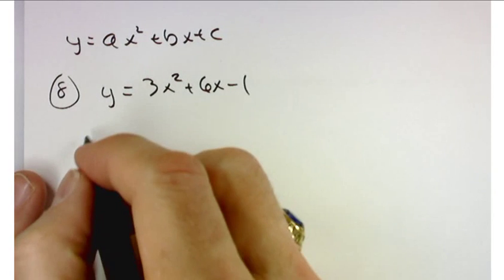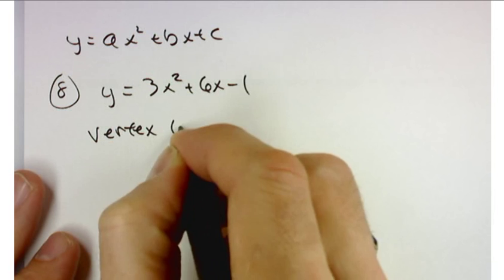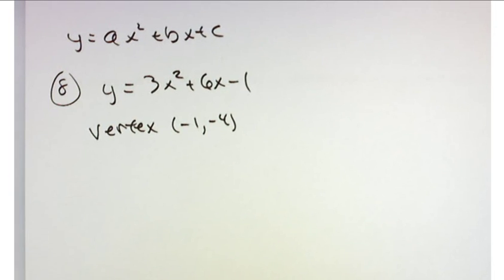Let's keep getting a lot more here. Vertex is at -1 and -4. We'll see later how we can actually calculate that. There'll be a couple ways we can calculate that.